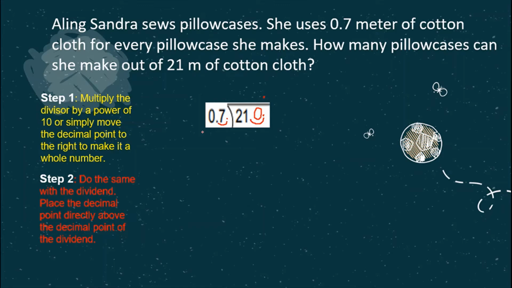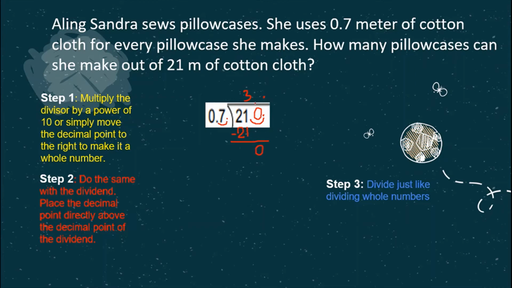We're now ready to go to step number 3. Divide just like dividing whole numbers. Now let's divide. Let's start with 21 divided by 7. How many 7s can we find in 21? We have 3. So put 3 at the top of 1. 3 times 7 is 21. And subtract: 21 minus 21 is 0. Bring down 0 here.